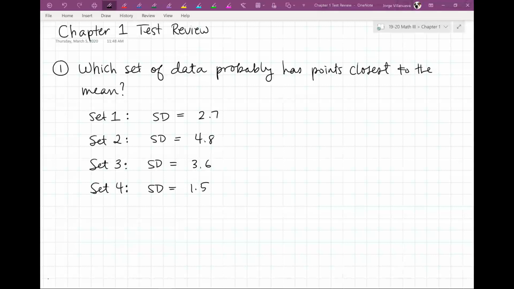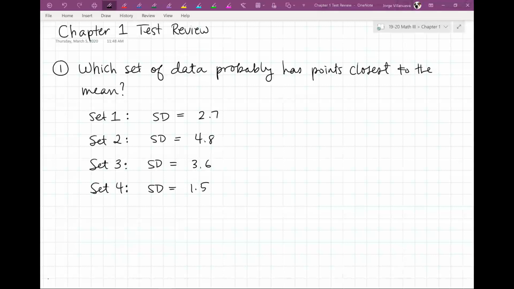So first question says, which set of data probably has points closest to the mean? So I put 4 different sets. And I put that the standard deviation for set number 1 is 2.7. The standard deviation for set number 2 is 4.8. Standard deviation for set 3 is 3.6. And the standard deviation for set 4 is 1.5. Now, I did mention this to you guys when I was teaching this.